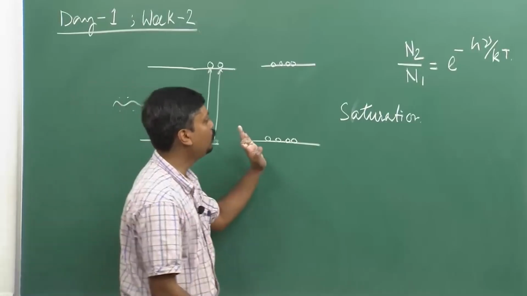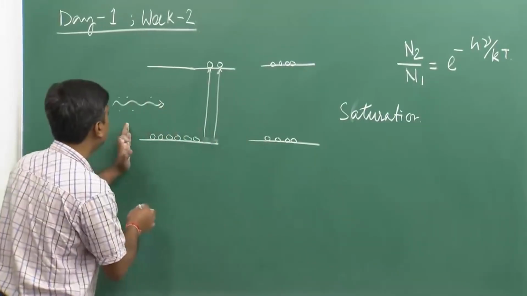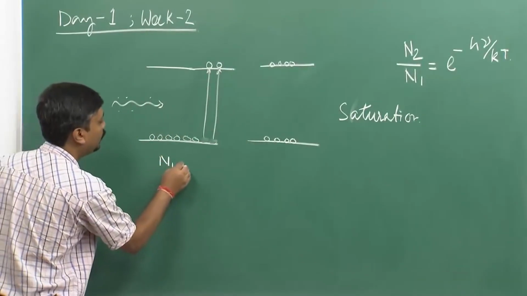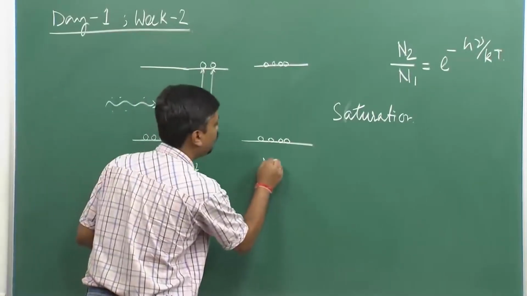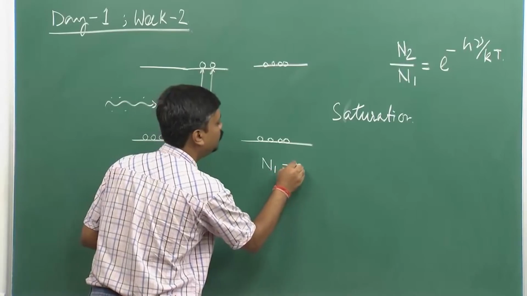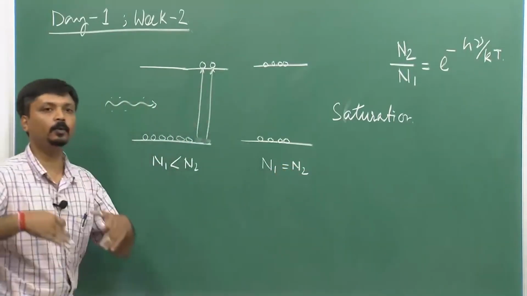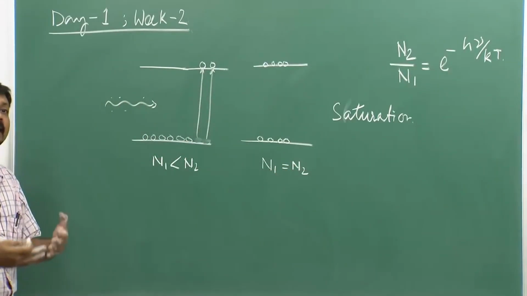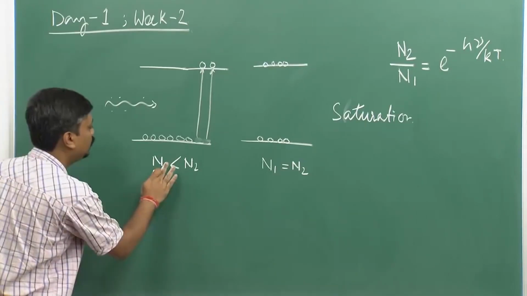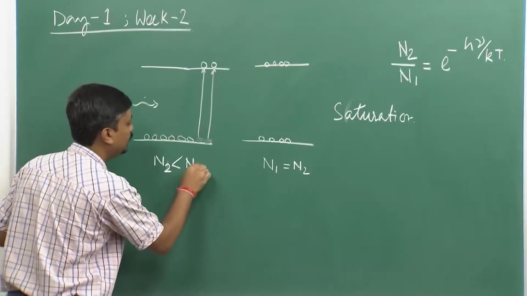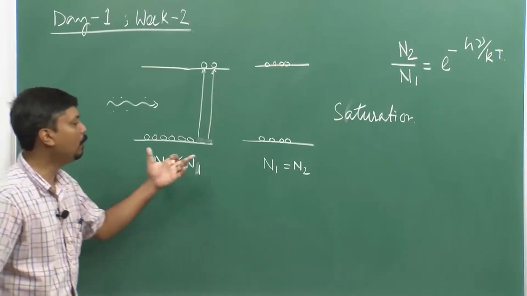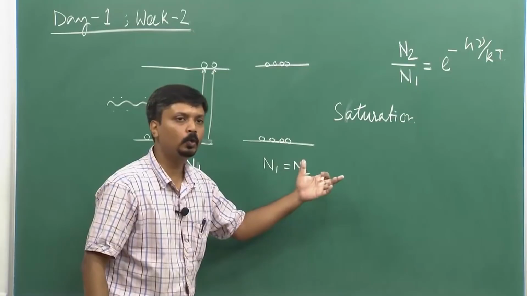Now, in this case I have N1 less than N2, here I have N1 equals N2. Now, I need to go to N1 less than N2, sorry, here I have made a mistake, this should be N2 less than N1, right. So, now I want N2 to be greater than N1.